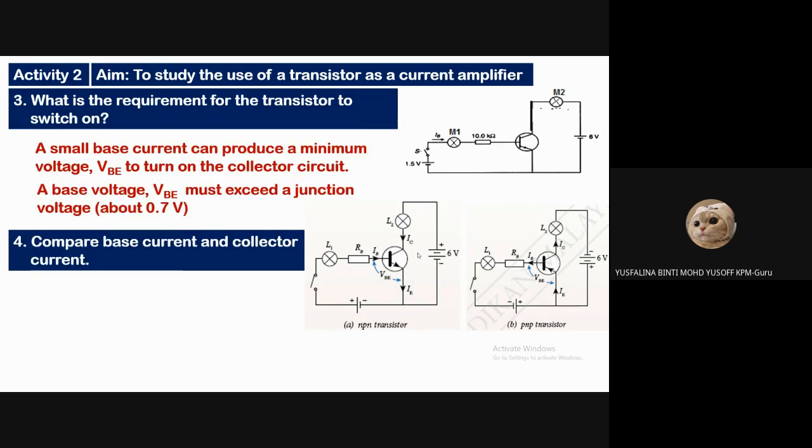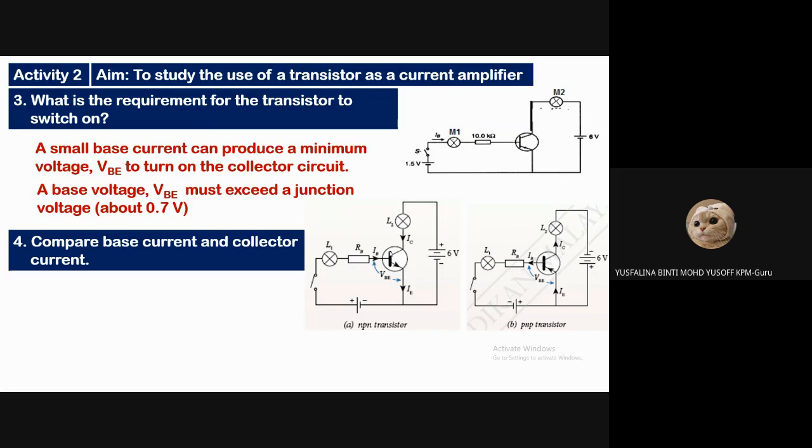What is the requirement for the transistor to switch on? The requirement is that there must be a current flowing through the base, the minimum needed to turn on the collector circuit. And the base voltage must exceed the junction voltage of about 0.7. So the base voltage must be higher than 0.7, because you know, the junction voltage is what?